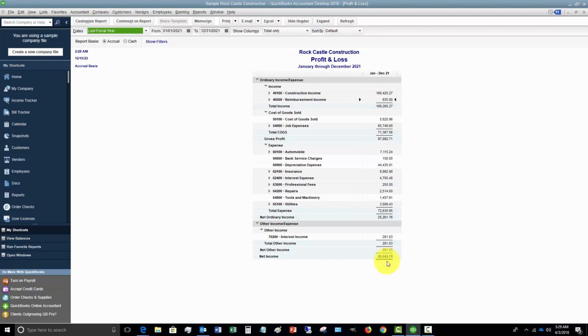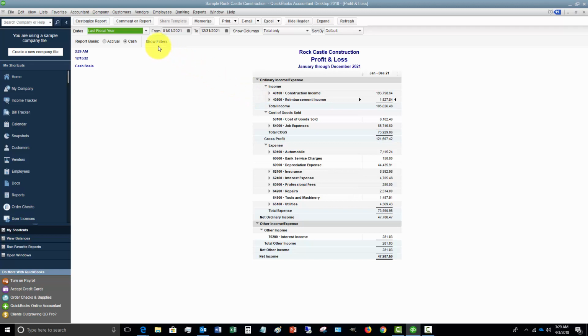So let's see what happens when we switch to cash. Okay, now you can see this went up to $195,600, and this went up to close to $48,000. So remember, the cash basis includes money in and money out as expenses.